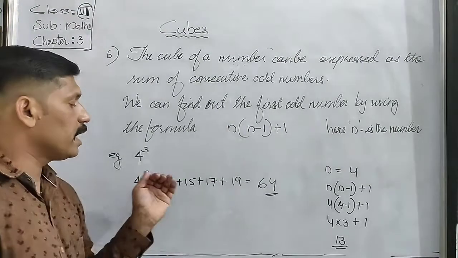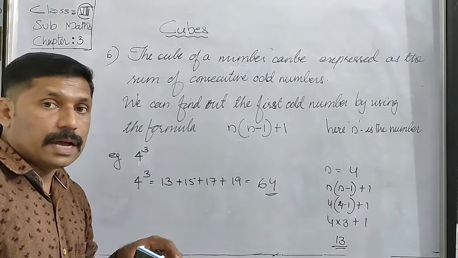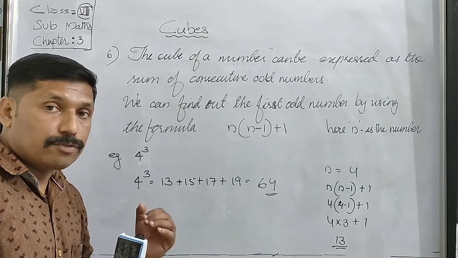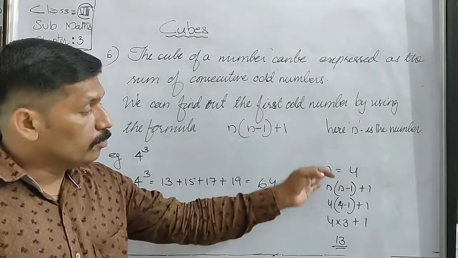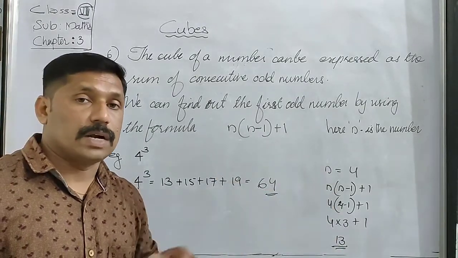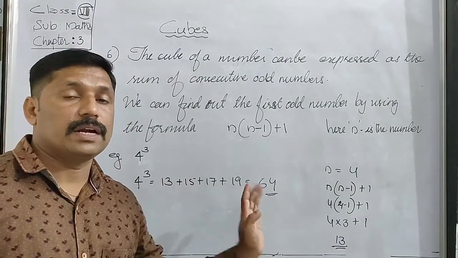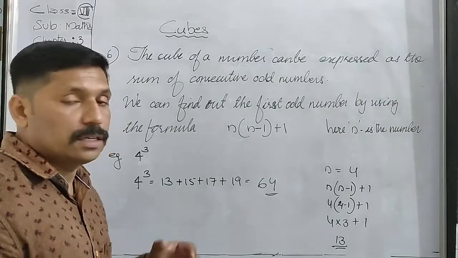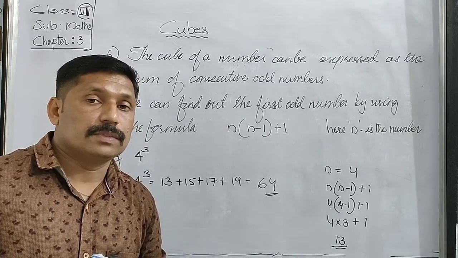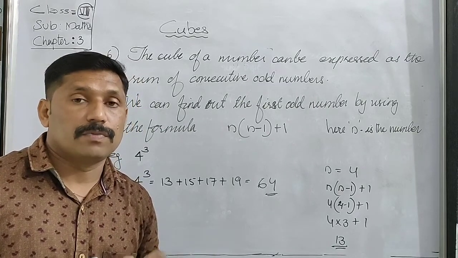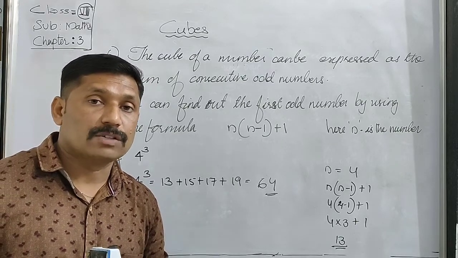So 4 cube we can express as the sum of consecutive odd numbers. Remember that these odd numbers are not starting from 1, but we have to find the first odd number, and for finding the first odd number we use this formula: n into (n minus 1) plus 1. Using that formula we get the first number, and then the remaining 3 continuous odd numbers we write and add. In this way we can express the cube of every number as the sum of consecutive odd numbers. Okay. So these are the main properties of cube numbers.